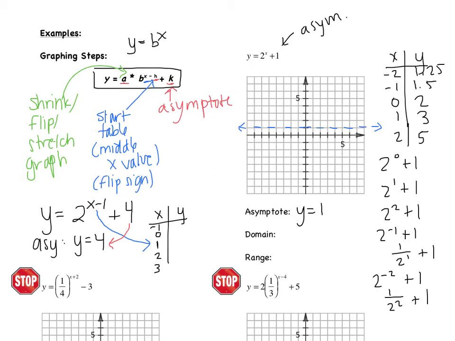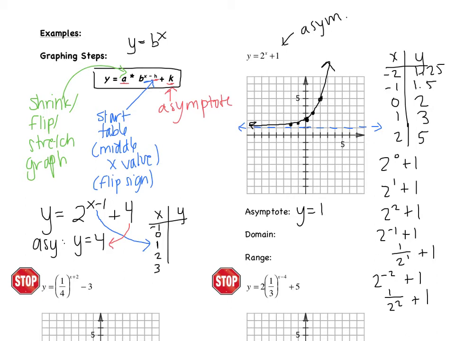And now I'm ready to graph. I'm going to start with the middle value, the 0, 2. I then have 1, 3, and 2, 5. I have -1, 1.5, and I have -2, 1.25. So it should be really close to the asymptote, but not actually touching it. And then I'm going to connect everything. This is what my graph looks like. Notice that it hugs really close to that asymptote, but it never is going to touch it and it never crosses it.